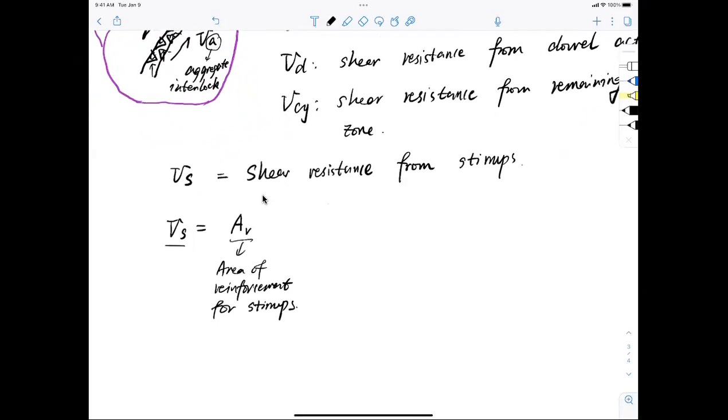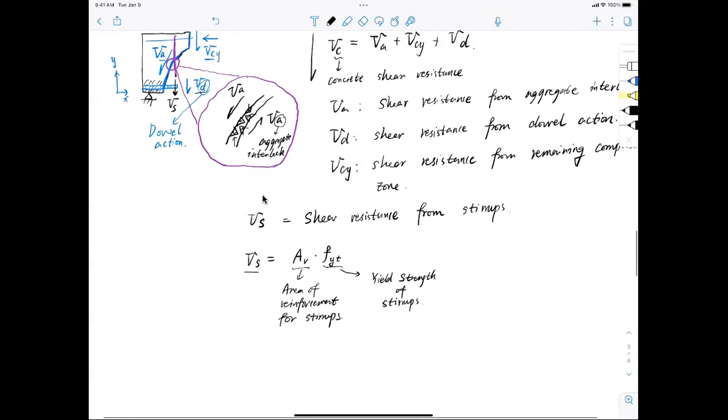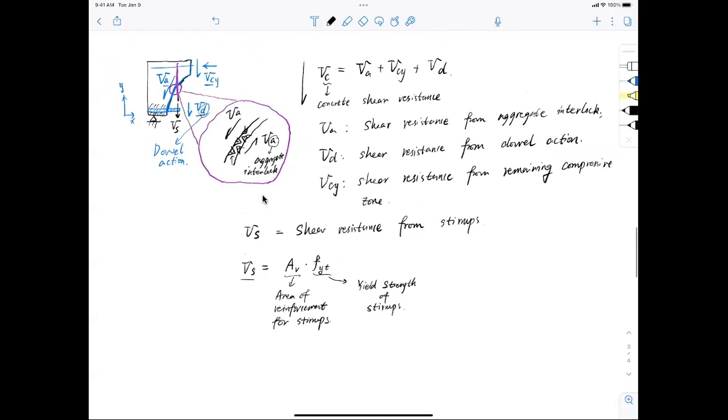Let me zoom in a little bit so you can see better. And now that is the area, and we assume that the stirrups also yielded. And be careful, folks, we are not using fy anymore for stirrups. We use fyt. The reason is that the yield strength of stirrups is a little bit different from the yield strength of the longitudinal bars, which we will talk about later. So this is the yield strength of stirrups.